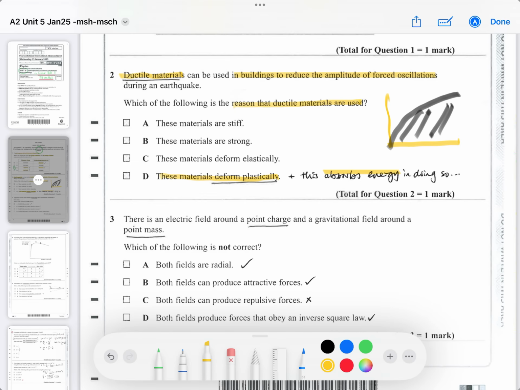So it's not because they're stiff. It's not because they're strong. And it's not because they're elastic. You don't really want that. You want it to be plastic behavior. So the answer to question 2 is D.